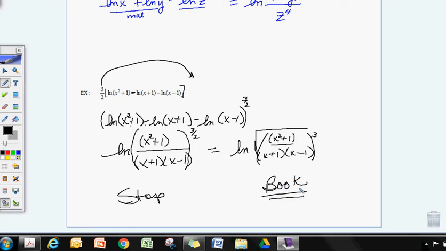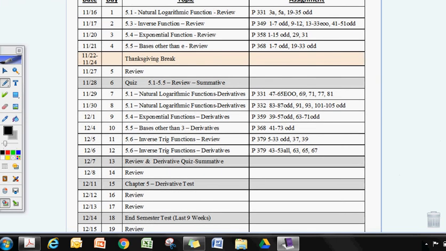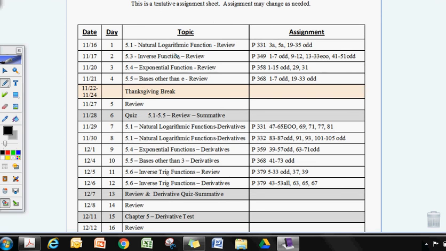And your assignment is out of the book, so you need to make sure that you take a look at that. So take a look at your assignment sheet. If you want to, you can take a look right here. On page 331, you have 3A, that's one problem, 5A, that's 2, 19, 21, 23, 25, 27, 29, 31, 33, 35. You have 11 problems to either expand or condense for homework.